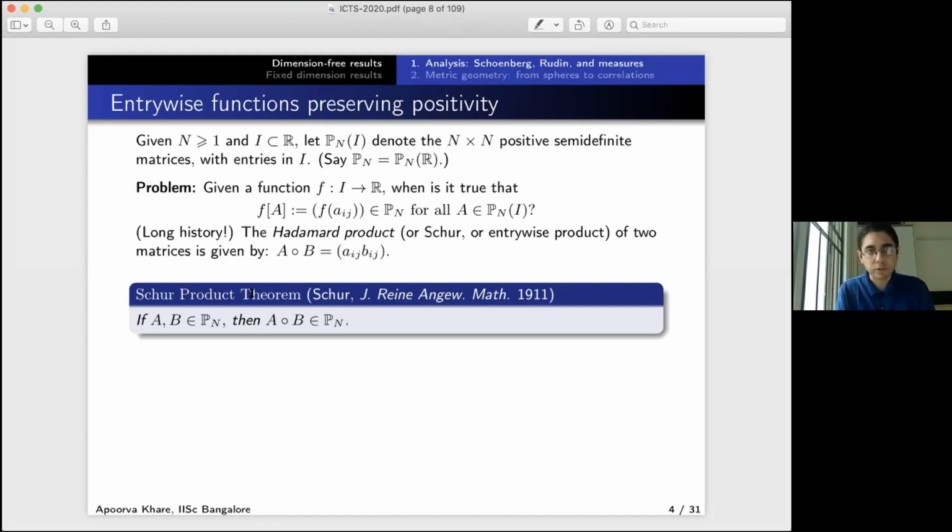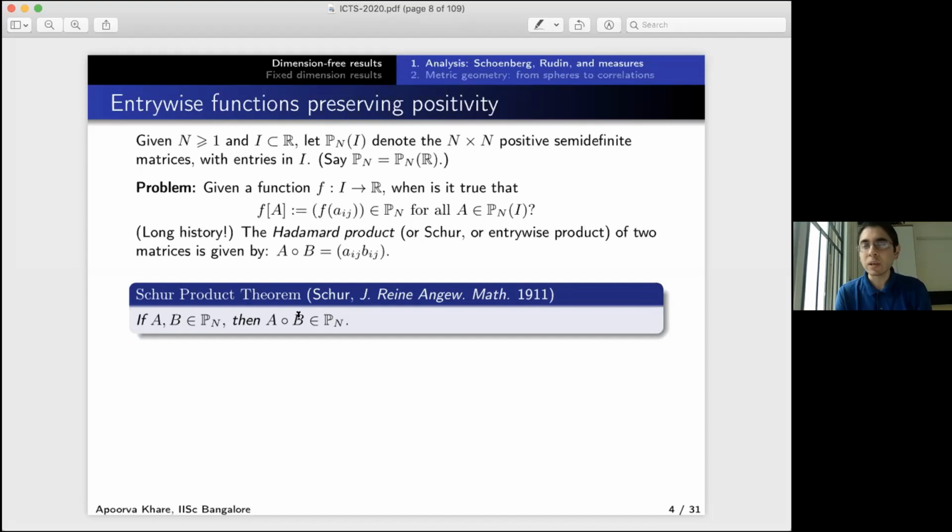And the theorem that Schur proved in 1911 is that if A and B are positive matrices, then so is their Schur product. And why is this useful in answering the question? Because if I take B equals A, then if A is a positive matrix, so is A Schur A. But A Schur A is literally just A_ij squared, which means that you're applying the function x squared to a matrix and preserving positivity. So that's the reason why the Schur product theorem provides one answer.